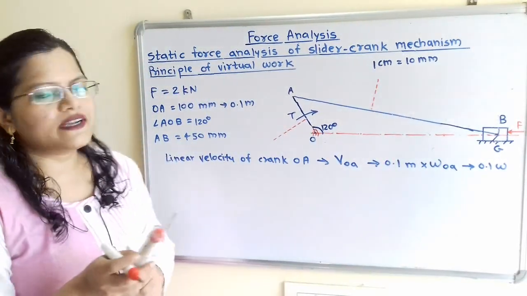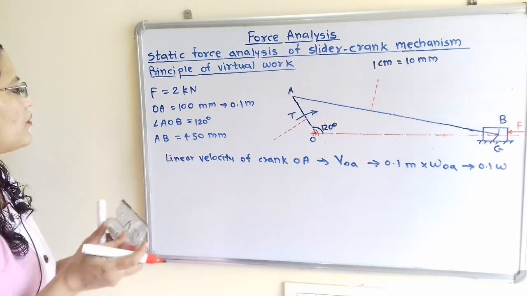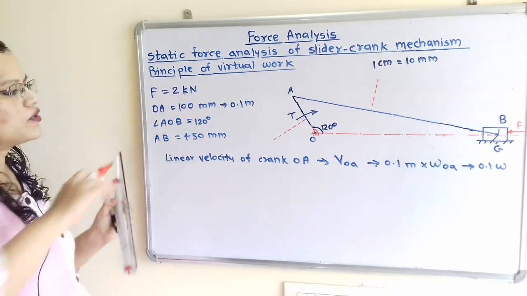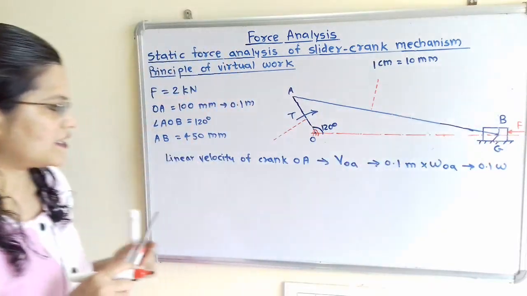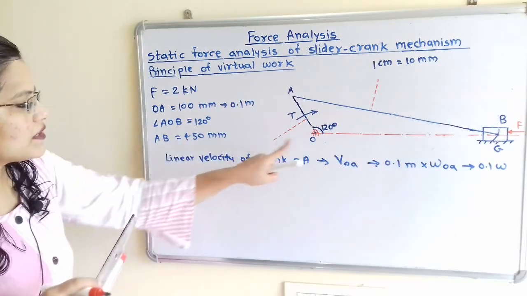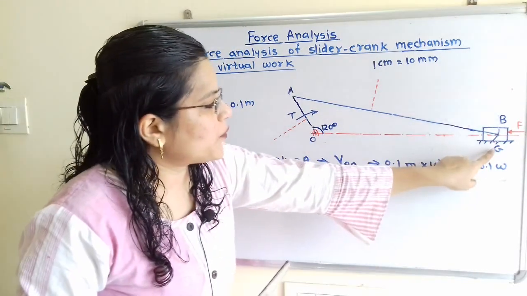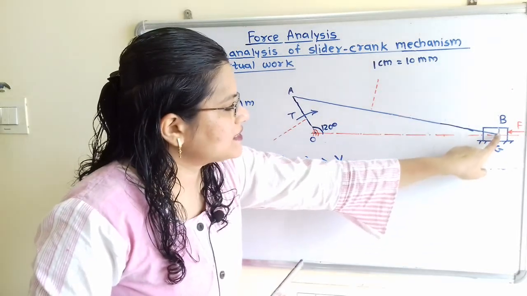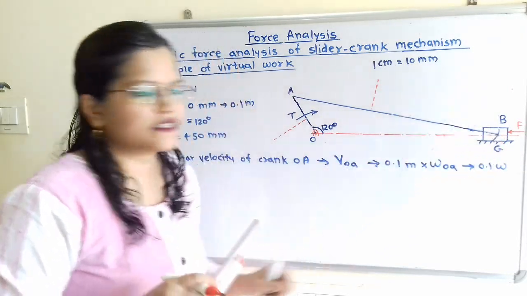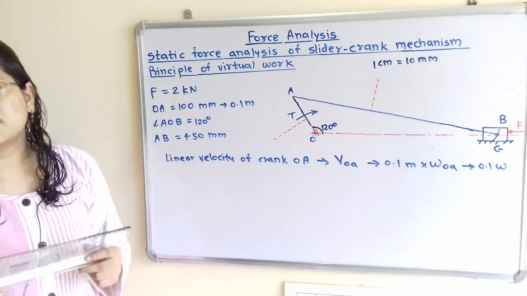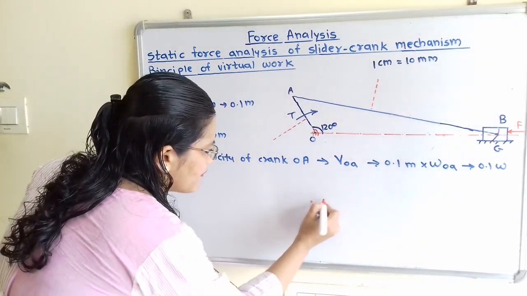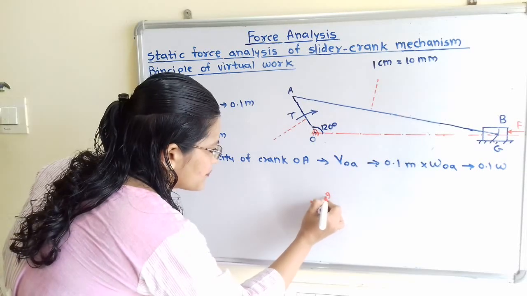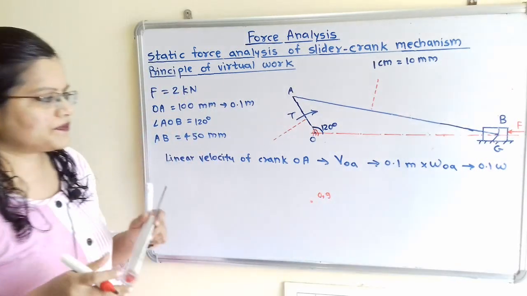For that we will take some suitable scale. Here a force of 2 kilonewton is given, and the force also has some direction. Now this point O as well as this point G, where this slider is fixed, these two are fixed points. So I will locate one point here, and I will show that this point is O comma G.